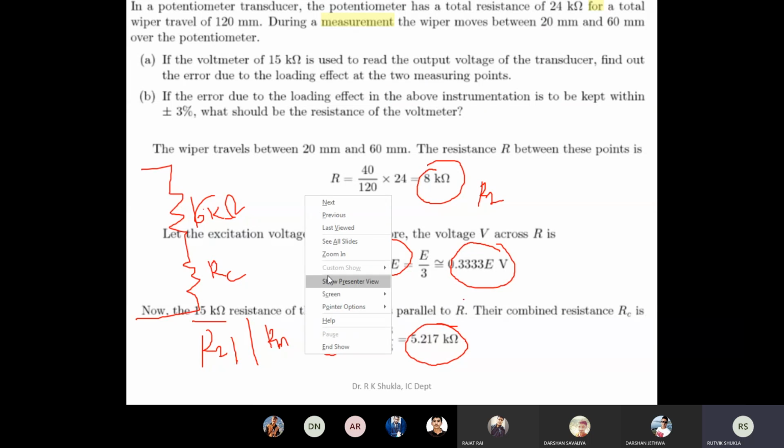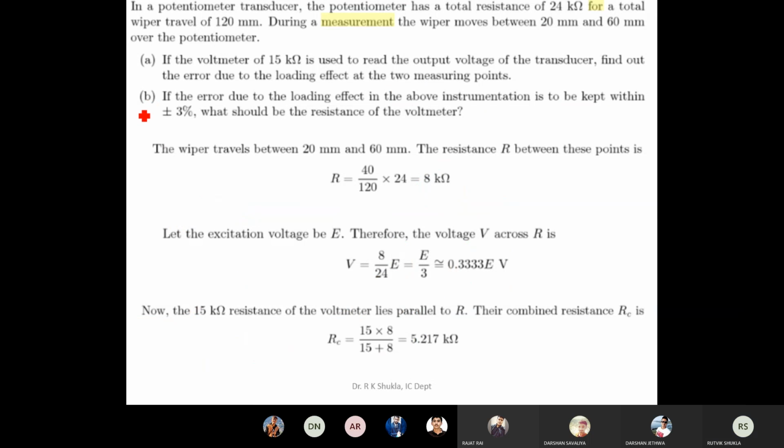Now see the second part. The second part is very interesting, and that is what generally an engineer will do. When you do any designing, you don't just say, let's first attach a 15 kilo ohm voltmeter and find out how much error comes. When you are designing your system, you choose the components. At that time you have to choose the component, and in order to choose the right component, you have to look for what your requirement is.